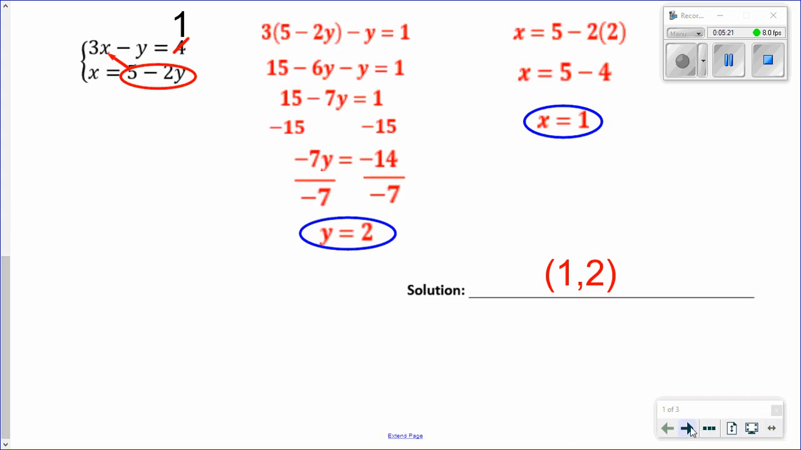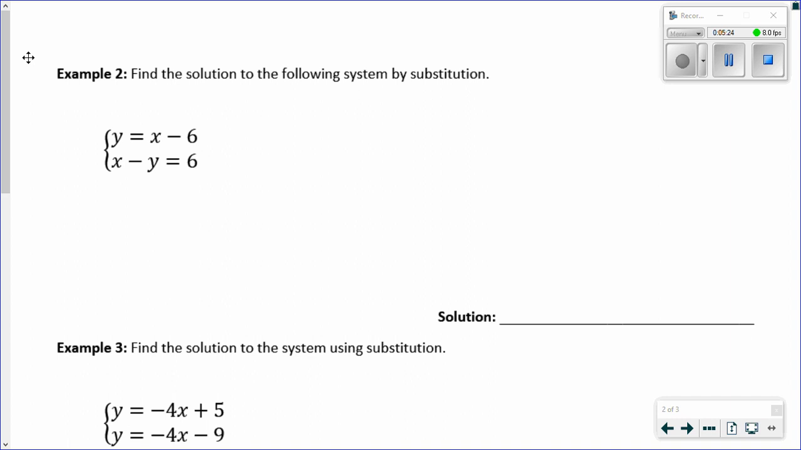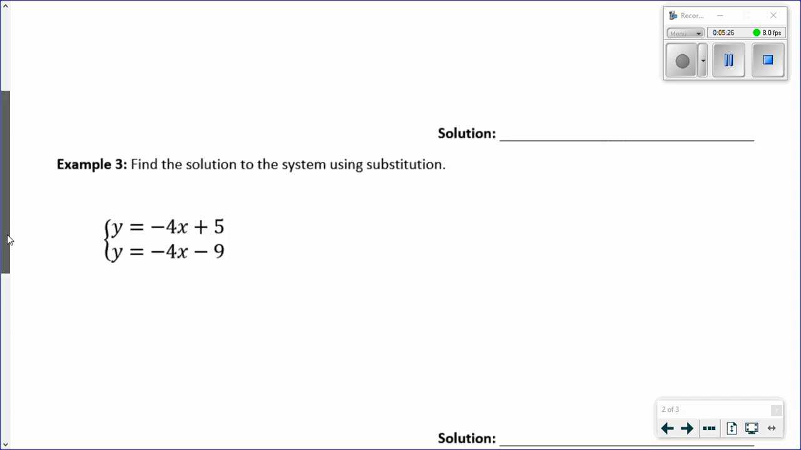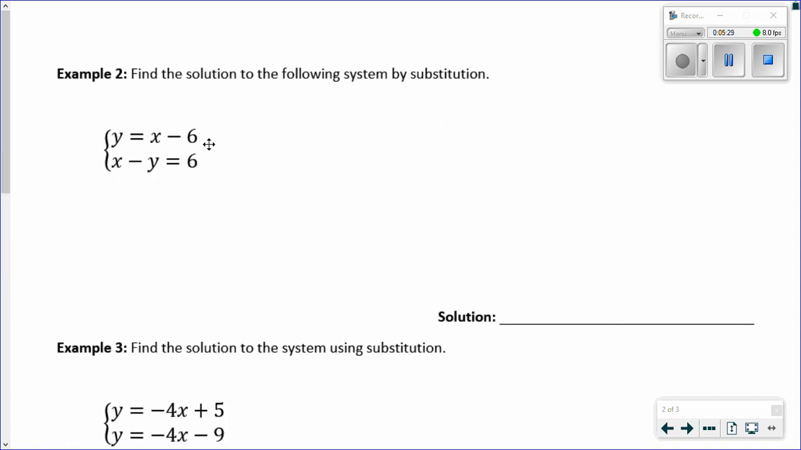Now you guys are going to try 1 on your own. No, you're not. Why do I keep saying that? I'm going to do 3 examples, and you're going to try 2 on your own.